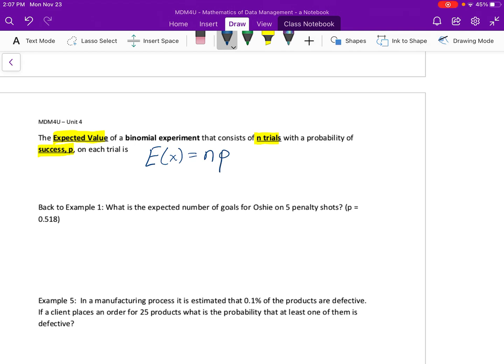And again, it's going to make sense if you think about the situation. So if we go back to our first example, which was the hockey player, it says, what's the expected number of goals for Oshie on 5 penalty shots? And his probability of success was this 0.518. So I would have the expected value equals the number of trials. So in this case, n is going to be 5, and our p we just said is 0.518. So I've got 5 times 0.518, which gives me approximately 2.59. So we would expect them to be between 2 and 3 goals on any 5 shots.